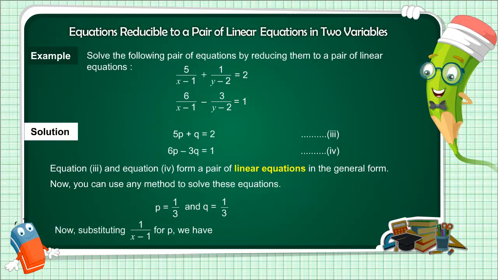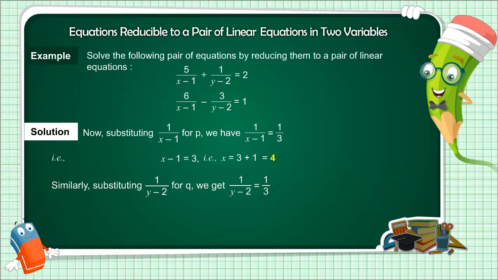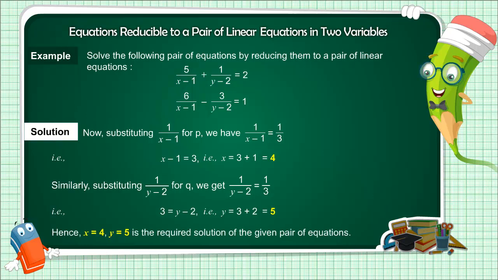Now substituting 1 by x minus 1 for p, we have 1 by x minus 1 equals 1 by 3. That is x minus 1 equals 3, that is x equals 3 plus 1, which is equal to 4. Similarly, substituting 1 by y minus 2 for q, we get 1 by y minus 2 equals 1 by 3. That is 3 equals y minus 2, that is y equals 3 plus 2, which is equal to 5. Hence, x equals 4, y equals 5 is the required solution of the given pair of equations.